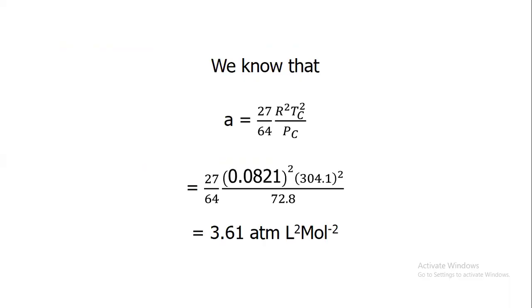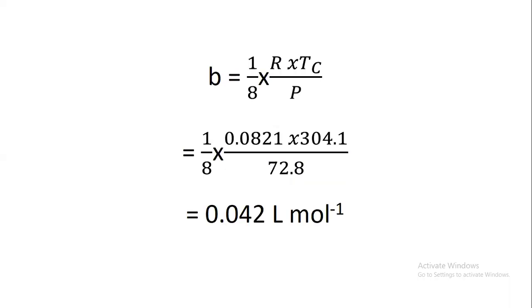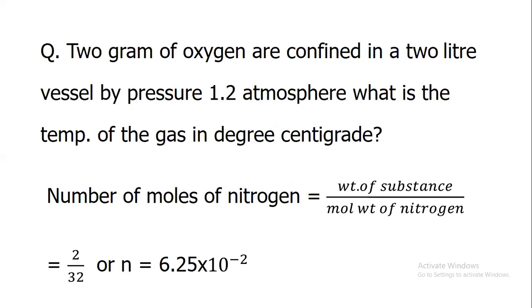We know that a equal to 27 over 64 R squared Tc square over Pc, and we get a equal to 3.61 atm liter square per mole square. B equal to 1 over 8 R Tc over Pc.